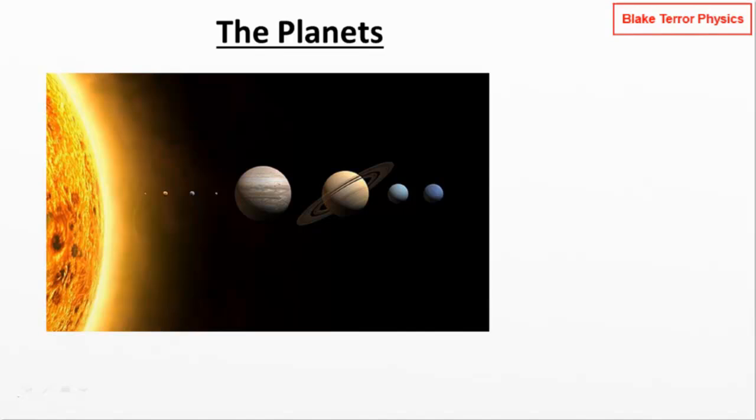Hello, in this video I'm going to continue our journey through the different types of astronomical objects. Now in the last video we looked at the moon. This video I'm going to move that little bit further away from the Earth and look at the planets. So obviously we're still inside the solar system.